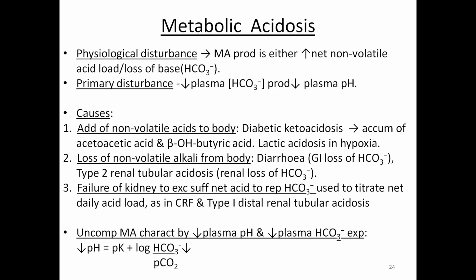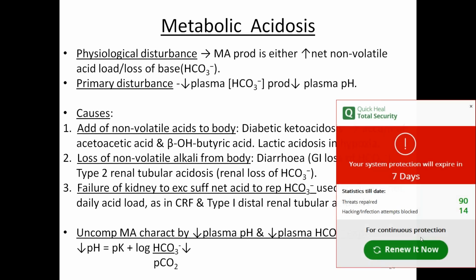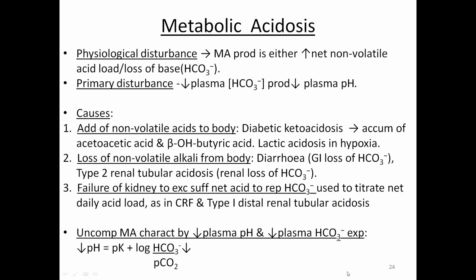For example, if there is addition of non-volatile acids to body, that happens in which condition? Like diabetic ketoacidosis, where there may be accumulation of your acetoacetic acid and beta hydroxybutyric acid. Also in a situation of lactic acidosis in hypoxia. Then second can be the loss of non-volatile alkali from body. In what situations can that happen? For example, diarrhea, where you have GI loss of bicarbonate ion, or in type 2 renal tubular acidosis, where you will again have renal loss of bicarbonate ion.